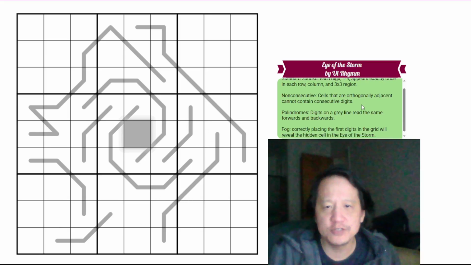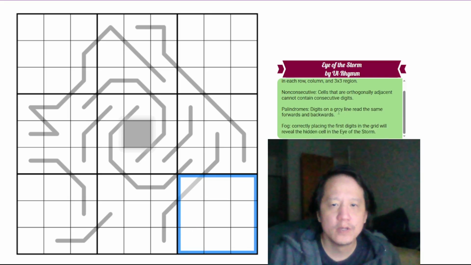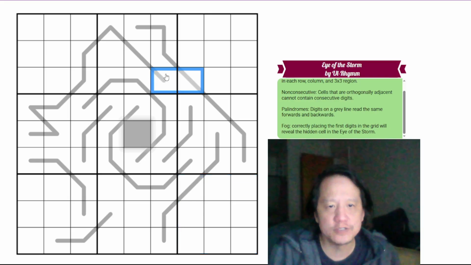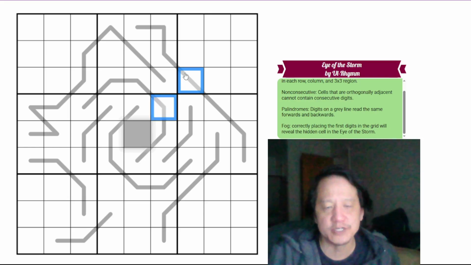We have standard Sudoku, where each digit 1 through 9 appears exactly once in each row, column, and 3 by 3 region. We have a non-consecutive rule, where cells that are orthogonally adjacent cannot contain consecutive digits. Orthogonally adjacent means they share an edge. So these two cells are orthogonally adjacent and cannot contain consecutive digits. These digits are diagonally adjacent, so they could potentially contain consecutive digits.